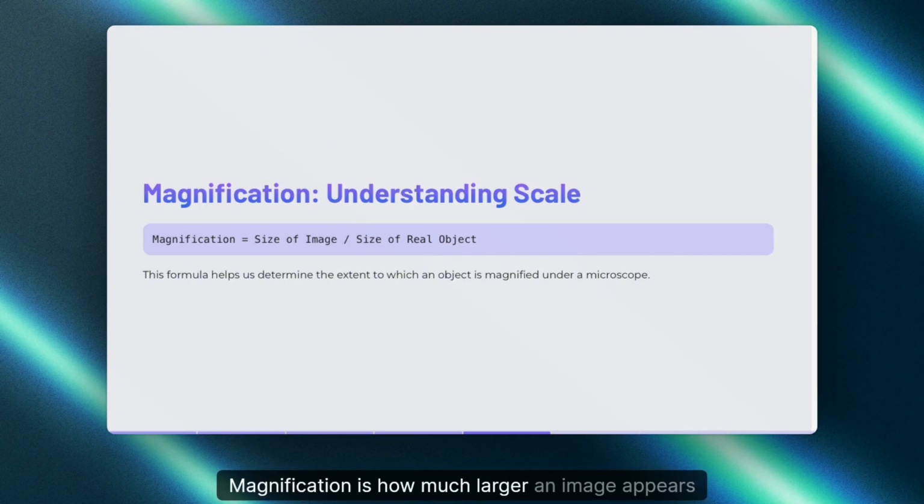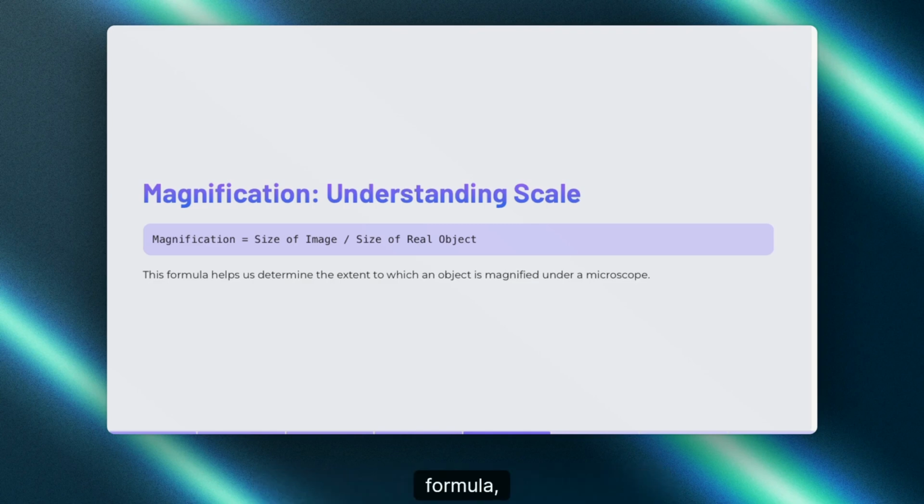Magnification is how much larger an image appears compared to the actual object. It can be calculated using the magnification formula, which is magnification equals image size over actual size.